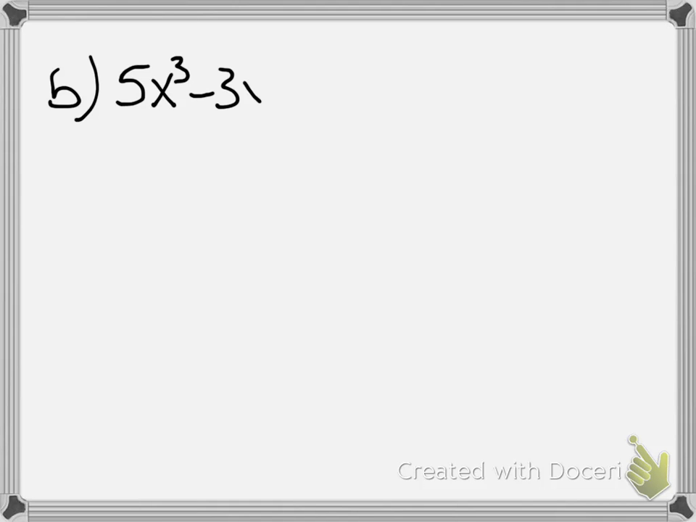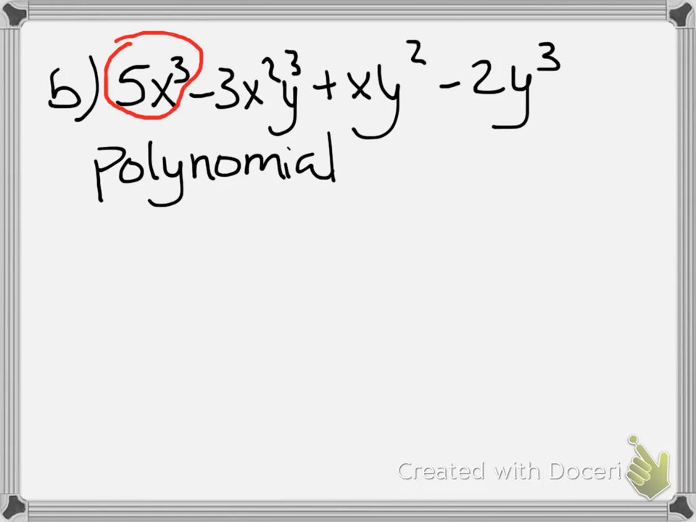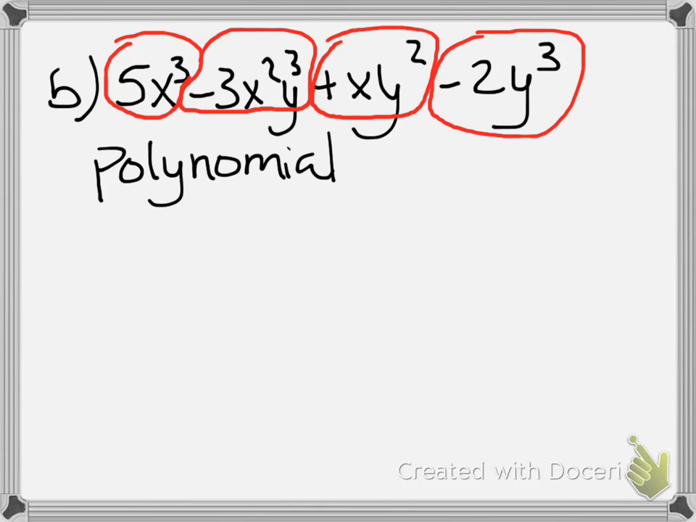5x cubed minus 3x squared y cubed plus xy squared minus 2y cubed. Same questions. Is it a polynomial? Yes. It doesn't have a special word for it because there's more than 3, but how many terms are there? If I circle the terms, let me change colors here. Here's one term. Notice that I'm hooking that negative with the 3x. That's important for later. I always call this just bubbling the terms. Always the sign in front goes with the term. So if I look at those, there's 4 terms.